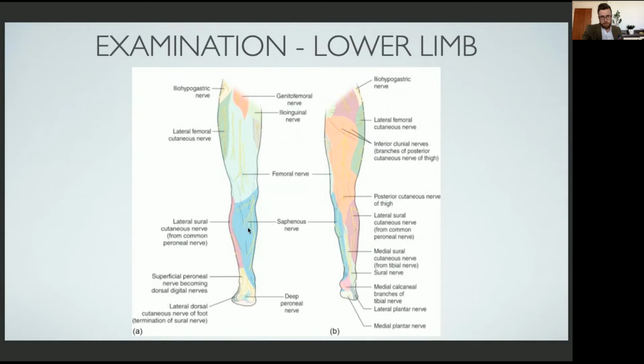the saphenous nerve coming down the front of the thigh, sorry, the front of the leg, as a branch of the femoral nerve continuing from the front of the thigh down, and the sural nerve on the lateral aspect of the leg, originating at the course of the lateral malleolus as it ascends the leg with the short saphenous vein.